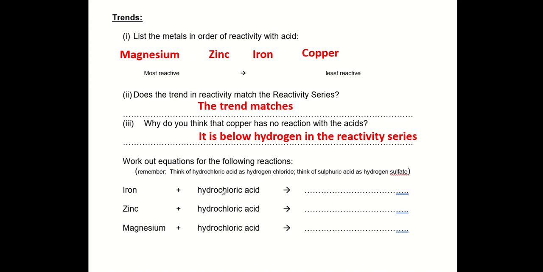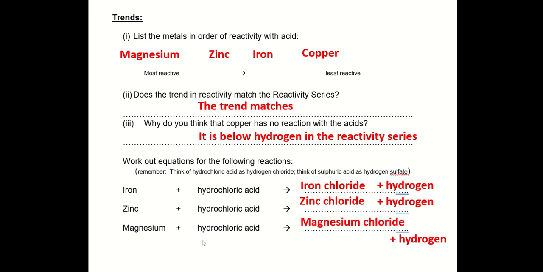And then for all of these word equations, as you'll see here, keep thinking of hydrochloric acid as being hydrogen chloride. Think of sulfuric acid as hydrogen sulfate. So iron plus hydrochloric acid is iron plus hydrogen chloride, giving us iron chloride plus hydrogen. Zinc plus hydrochloric acid, so that's zinc plus hydrogen chloride. That'll give us zinc chloride plus hydrogen. And magnesium plus hydrochloric acid, well, that's magnesium plus hydrogen chloride, giving us magnesium chloride plus hydrogen.